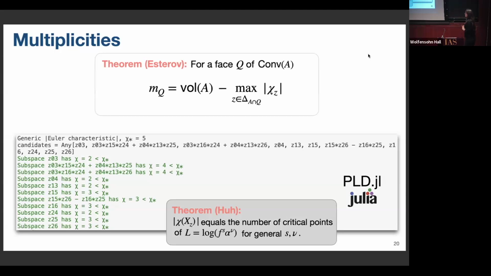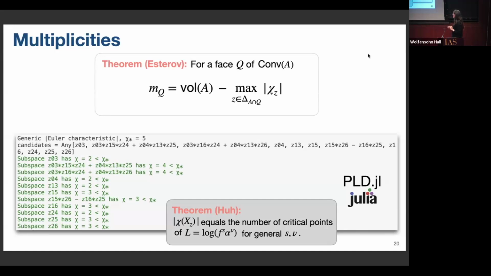And so this is something that you can do numerically, for instance. This is a built-in function of a Julia package called PLD.jl that was part of the project Principal Landau Determinant together with Simon and Sebastian. And so what does this function do? It computes the generic Euler characteristic. Sorry, these are not the multiplicities for the examples I showed before. These are the ones for the artificial example I showed at some point.